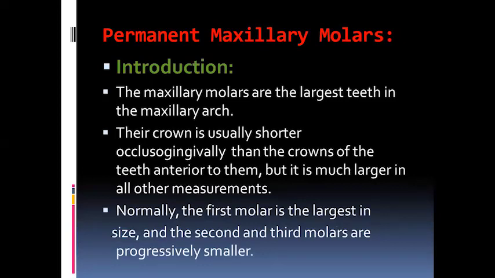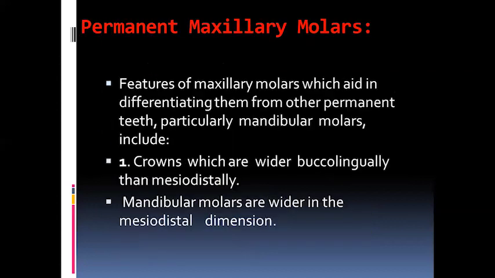Permanent maxillary molars are the largest teeth in the maxillary arch. Their crown is usually shorter occlusogingivally than the crowns of the teeth anterior to them, but it is much larger in all other measurements. Normally, the first molar is the largest in size, and the second and third molars are progressively smaller.